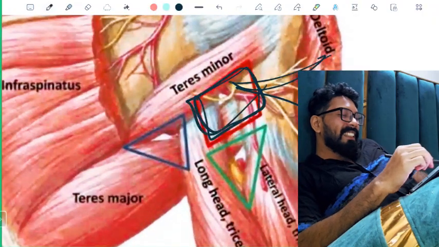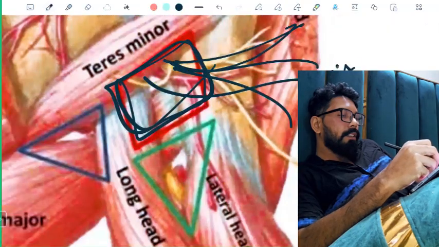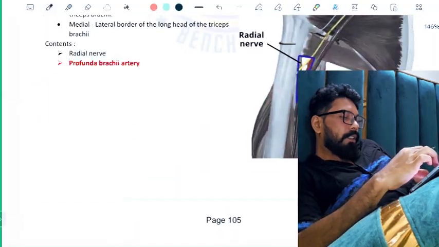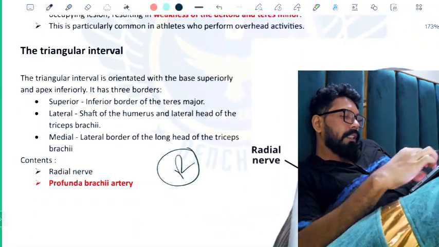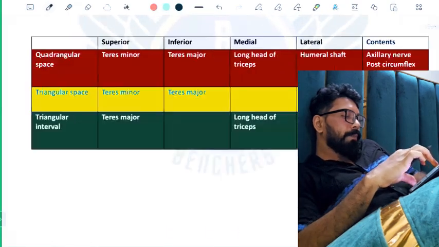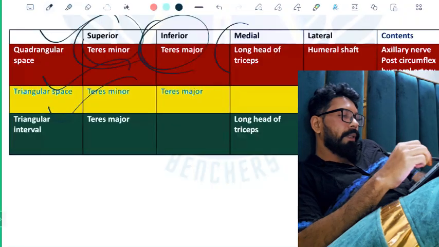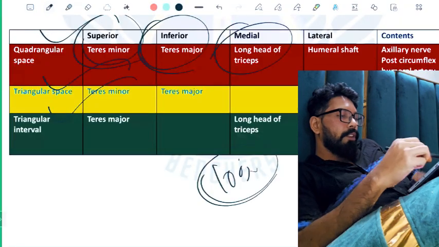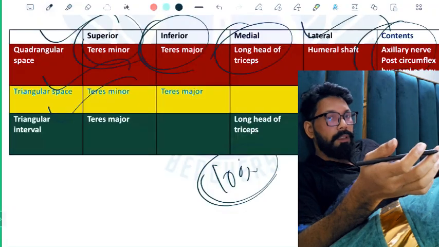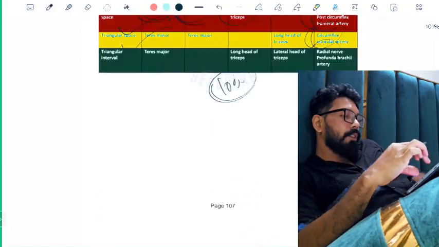Anyway, so the axillary nerve and the circumflex humeral artery. You can give a reading here, but the main thing is here. Just this box will be enough. Quadrangular space, triangular interval, boundaries superior, inferior, middle, 100% important, and the humeral shaft and contents, 100% important. Of course, they will ask you questions from here.